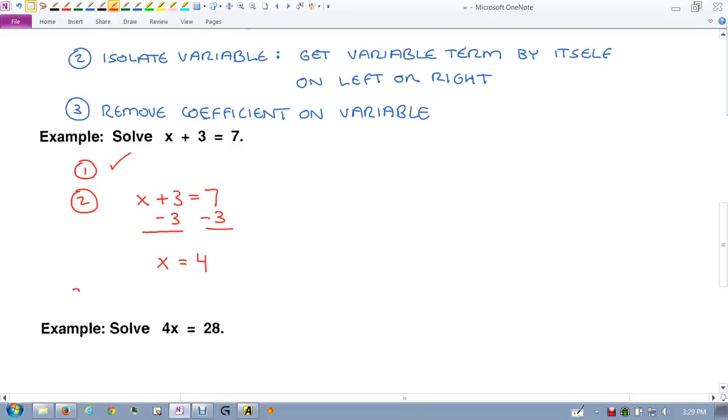Step 3, remove the coefficient on the variable. Well, what is the coefficient on the variable? 1. That's actually what we want, right? The coefficient, the number in front of x here, is 1. That's the goal. So that's already taken care of. So we are done. We box it. X is 4. And let's check it real quick. If I replace this x with 4, is 4 plus 3 7? Yes.